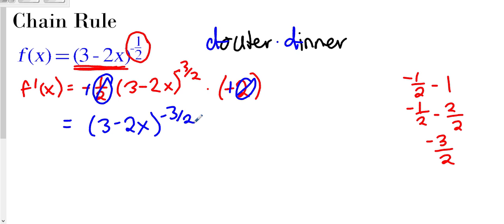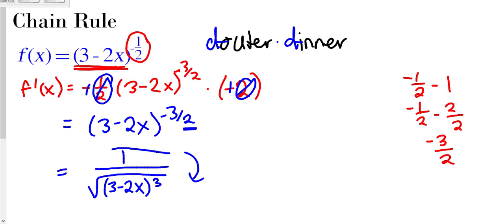Now that can be your final answer, or this can be rewritten as a fraction. 1 on top. I have a square root because of that 2 on the bottom, and then I have 3 minus 2x cubed, and it turned positive because I moved it to the bottom. And that would be my final simplified answer.